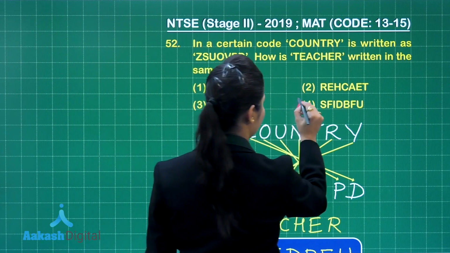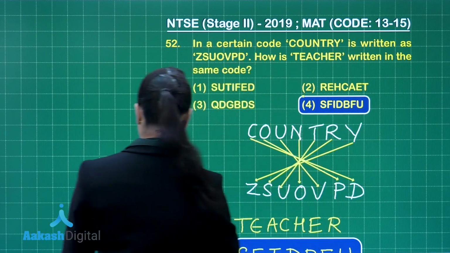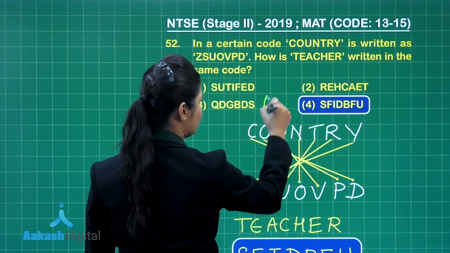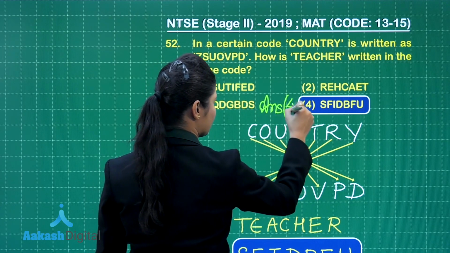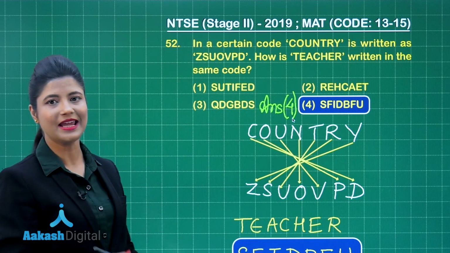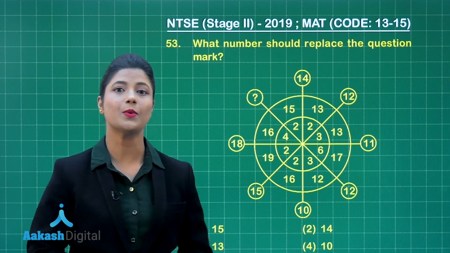So you can clearly observe out of these 4 options, the correct answer is found here in option number 4, that is SFIDBFU. You can definitely mark your answer to be option 4. I hope it is clear to you. Let's take up our next question. Now let's take up question number 53.